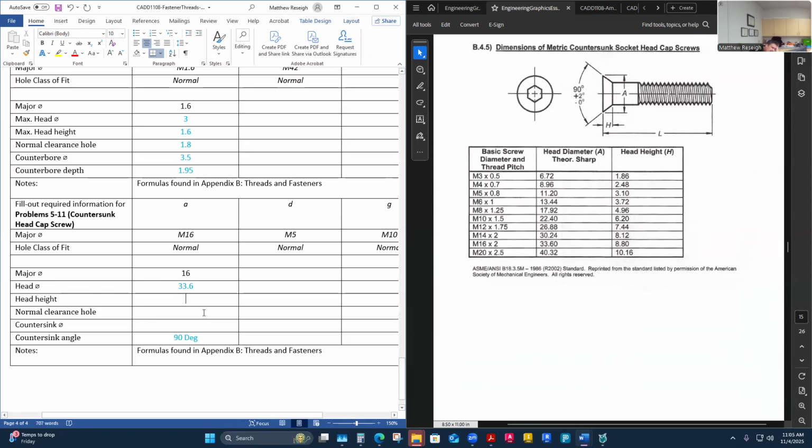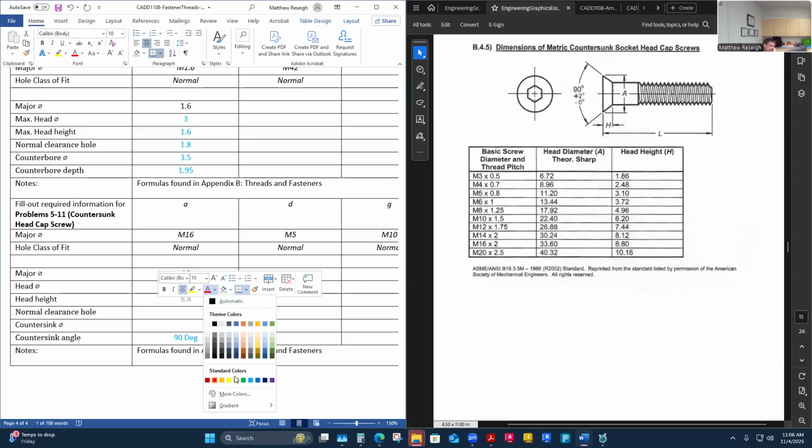And then I'm going to say that head height is maybe given here too. Yeah, H is explicitly given that it's 8.8. Yeah, I think so. These are in millimeters. Oh, for some reason I have that in red. I don't know why.